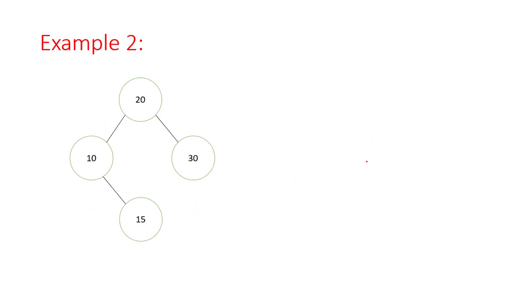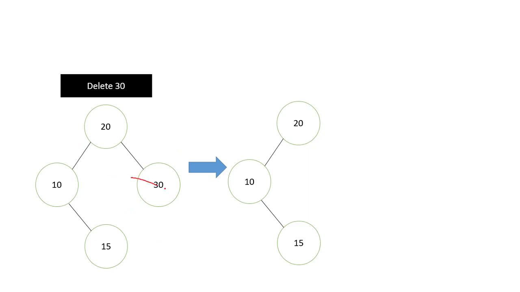I am having a tree something like this. I want to delete a node 30. So now the tree becomes like this. Based on the binary search tree property, I deleted a node 30.